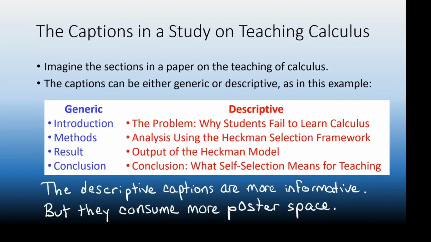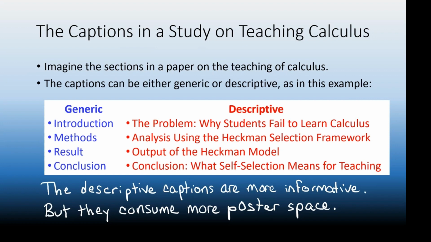To choose the section captions, you must decide how descriptive they should be. Imagine a poster on the teaching of calculus. Here is a table that contrasts generic and descriptive captions for 4 sections in the poster. A generic title of the first section would be Introduction, and a descriptive title would be The Problems, Why Students Fail to Learn Calculus. A generic title of the second section would be Methods, and a descriptive equivalent would be Analysis using the Heckman selection model, and so on and so forth.